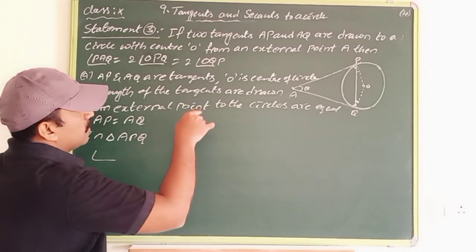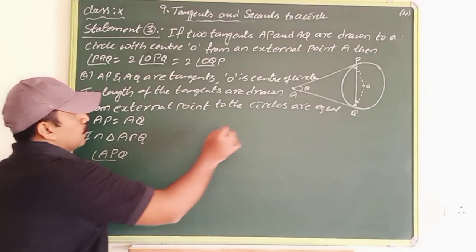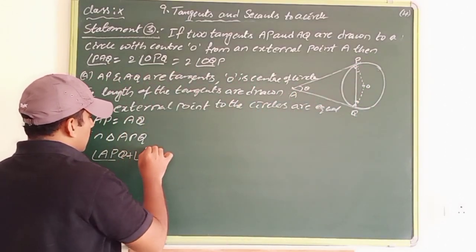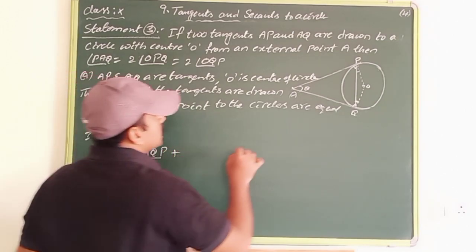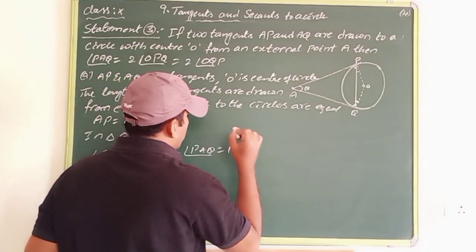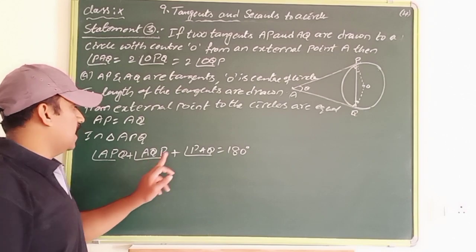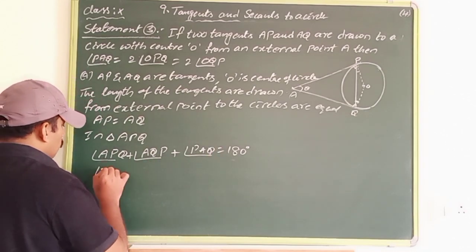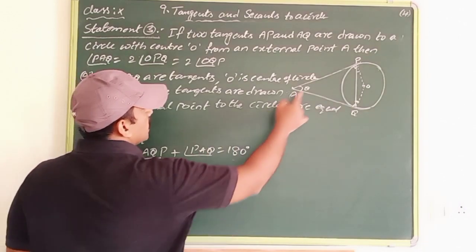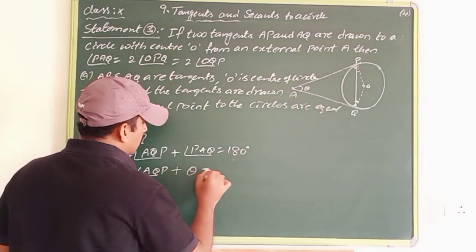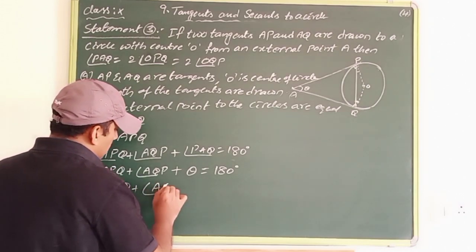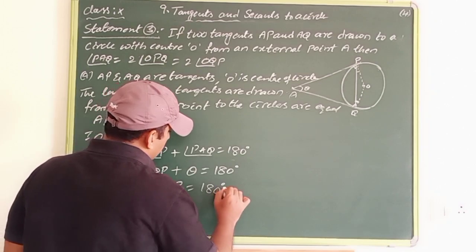Now I am going to add the three angles: angle APQ plus angle AQP plus angle PAQ is equal to 180 degrees, because of the angle sum property. The sum of the three angles of a triangle is 180 degrees. This PAQ we have taken as theta. So angle APQ plus angle AQP is equal to 180 minus theta.